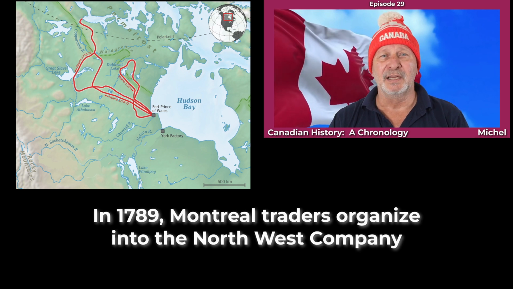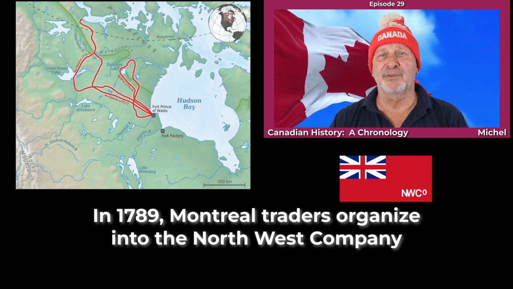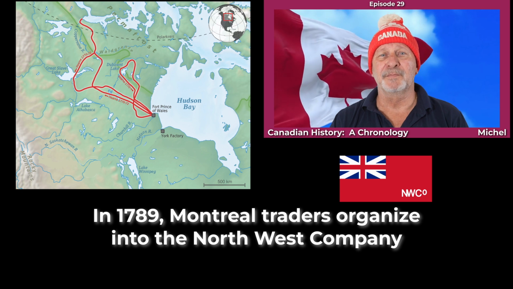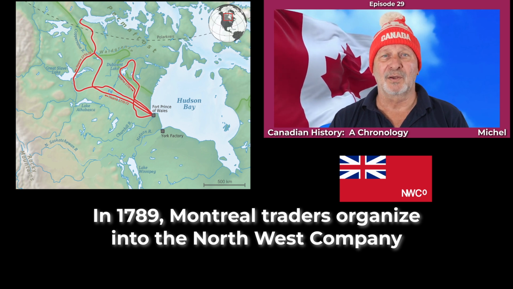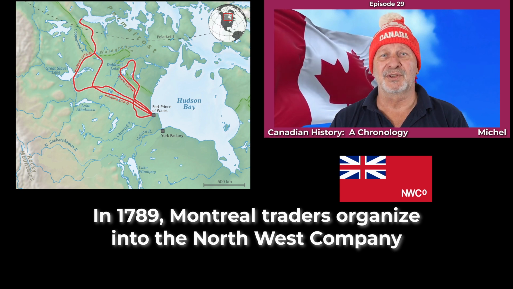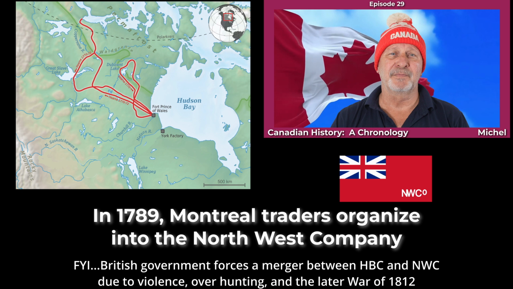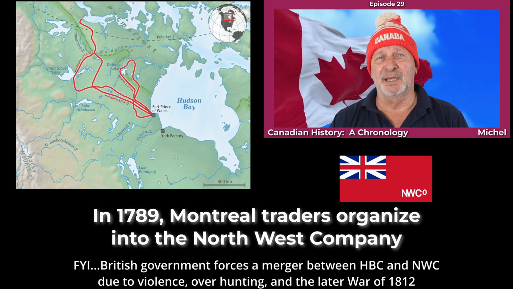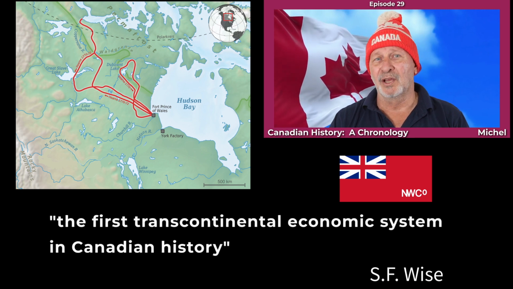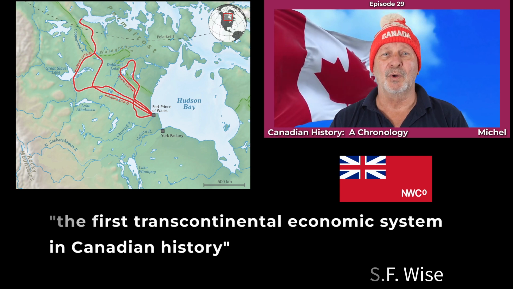The following year, in 1789, traders in Montreal organized a joint venture to expand trade further north and out to the Pacific. They called themselves the Northwest Company. The employees of the Northwest Company, called the Nor'westers, were daring and often violent. They occupied abandoned French forts and became a larger threat to HBC profits than even New France did in its heyday. By 1800, as cited by historian S.F. Wise, the Northwest Company was shown to be, quote, the first transcontinental economic system in Canadian history, end quote.